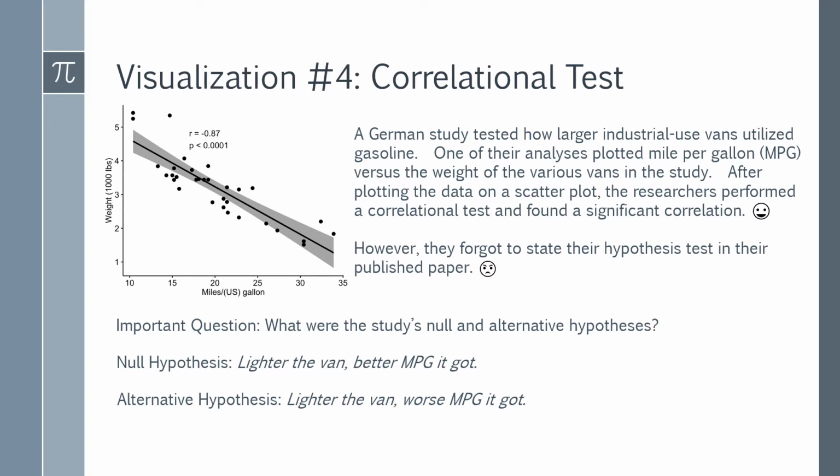So if we look here, I would go with the null hypothesis. I would not reject it, because as you can see in the scatter plot with the bottom area there, the lighter the van allowed for more miles per gallon, so the hypothesis would be null in this case.